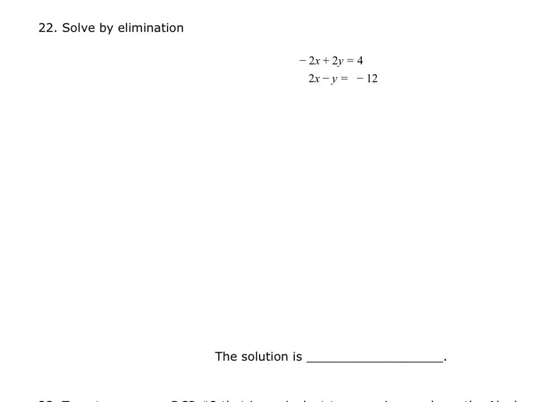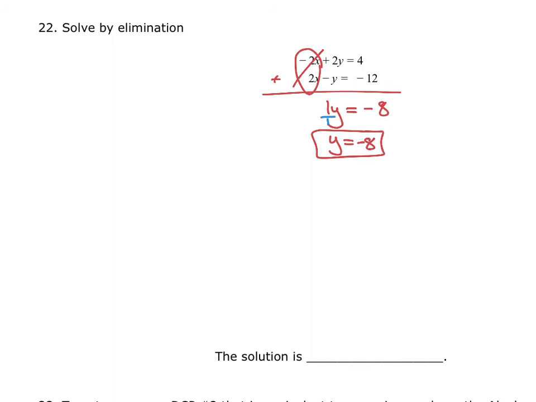Do I also have some opposite terms? Yeah, I do. Yay, I don't have to do a scalar multiple. Which means I add these equations together. I'm going to get the x's to cancel out, the y's to become 1y, and the constants to become negative 8. This means that y is equal to negative 8. And I can do a happy dance because I'm already halfway there. Remember, I divided by 1 technically to get this answer.